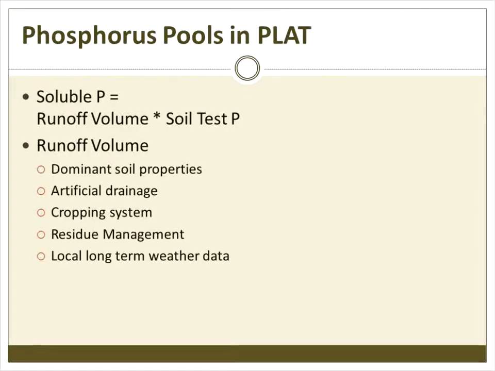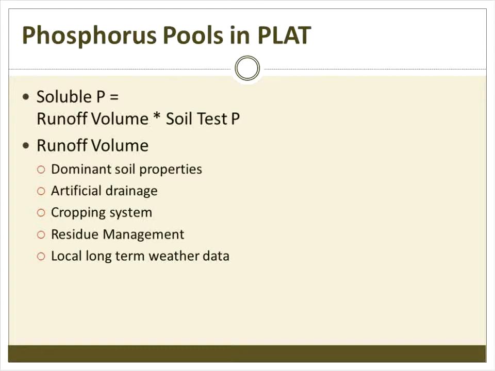So the next phosphorus pool that we want to talk about is the loss of soluble phosphorus. We need to know the runoff volume from a soil, and then we need to know the soil test P. So we know the concentration and we know the amount of runoff. If you know these 2 things, then you can determine the amount of phosphorus that's leaving the soil.